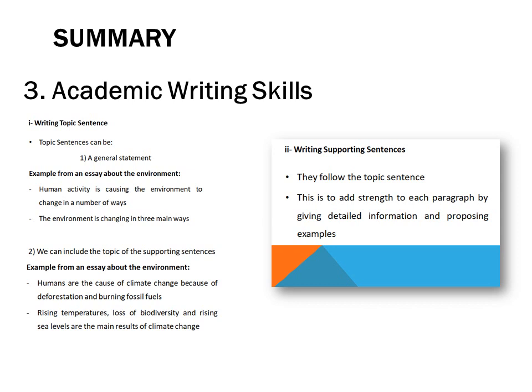The last thing in our lecture today is about academic writing skills. Academic writing skills in this lecture have dealt with two main items: writing topic sentences and writing supporting sentences, and both of them are related to the body of the essay. The topic sentence is either a general statement or a conclusion of the topics of the supporting sentences. And the supporting sentences follow the topic sentence and are used to add strength to each paragraph, either by giving detailed information or proposing examples. And in the grammar for writing, you have been introduced to how to give details and propose examples.